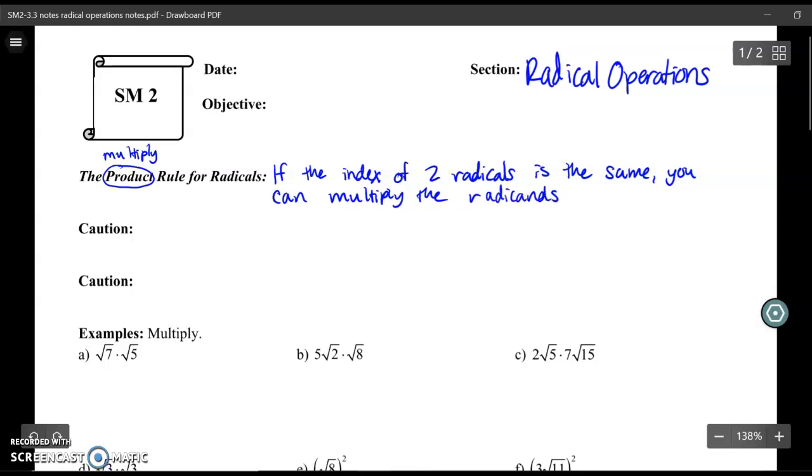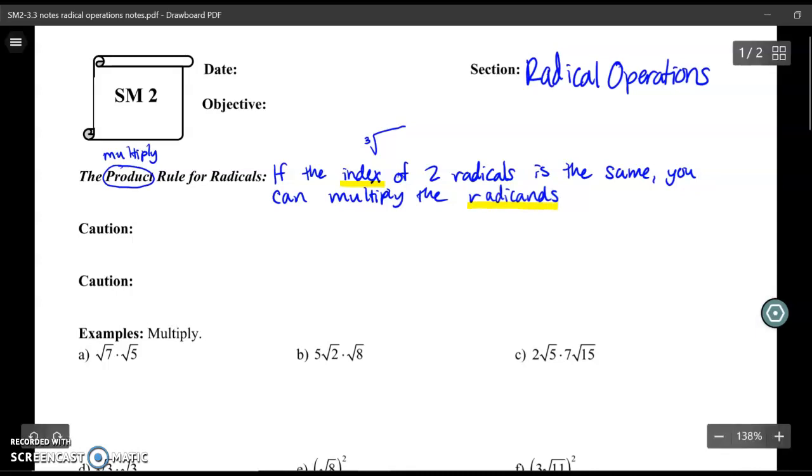Okay, so the index, remember, is the little number that sits on top of a radical. So for example, if I have a radical with a little 3 here, that 3 is the index. And then the radicand is just the number that is underneath the radical sign.